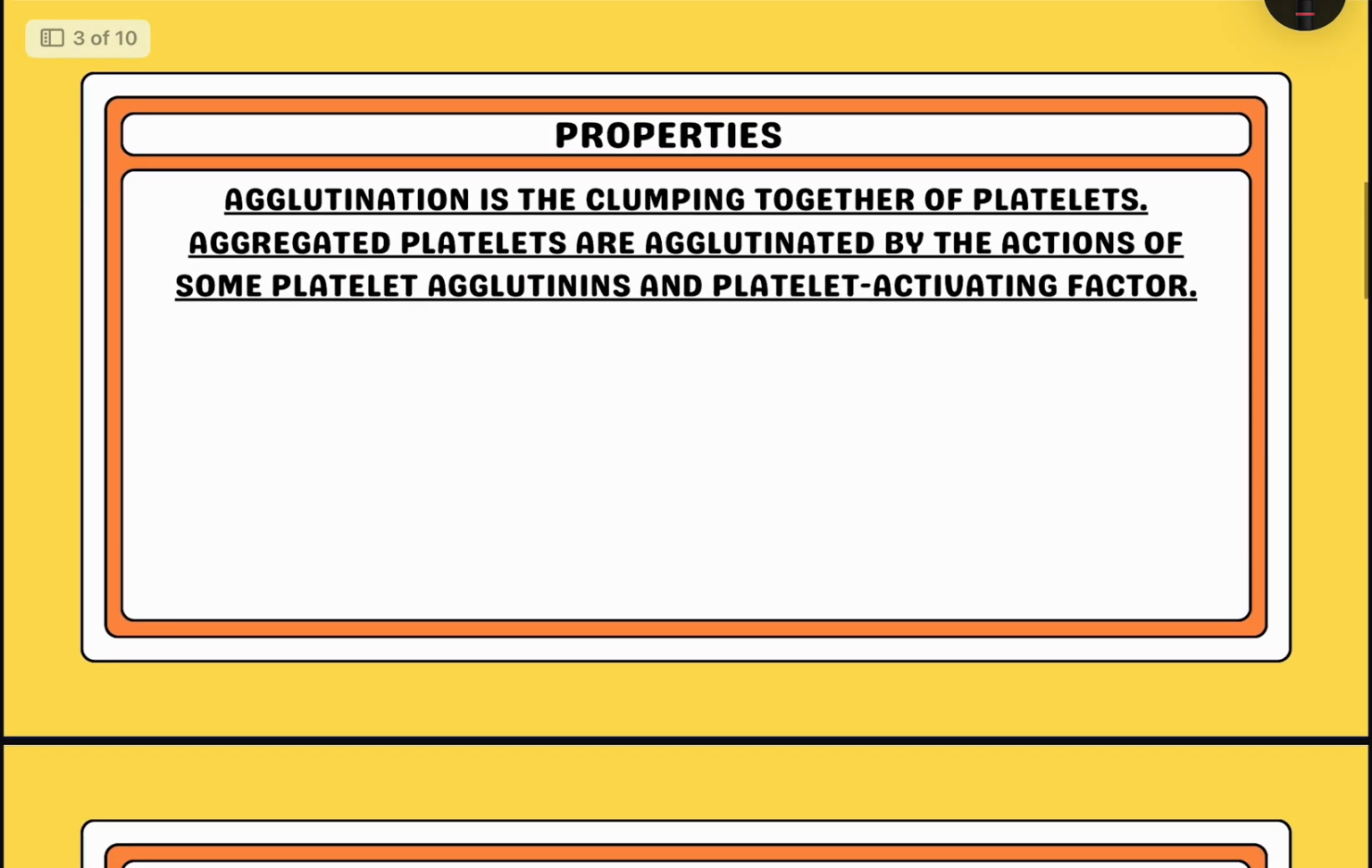And last but not the least, the agglutination. So what does agglutination mean? It is the clumping together of the platelets. Aggregated platelets are agglutinated by the actions of some platelet agglutinins and the platelet activating factor.